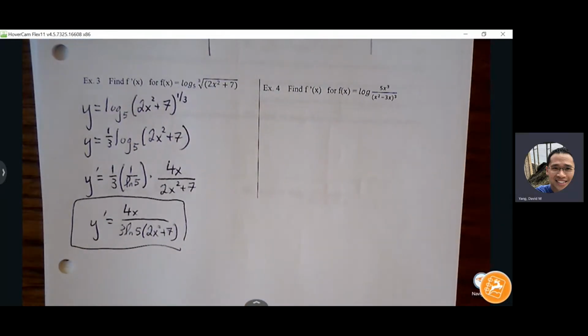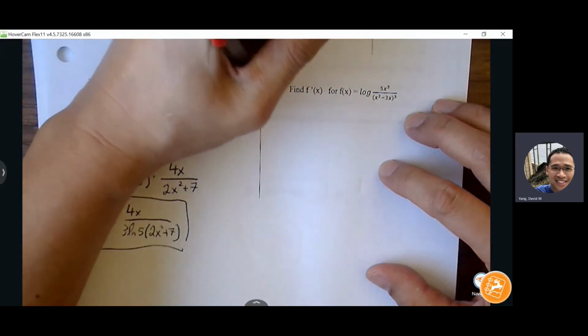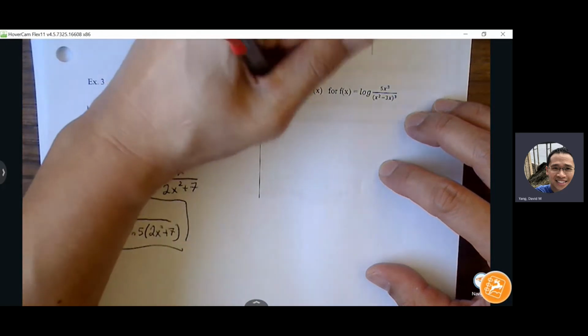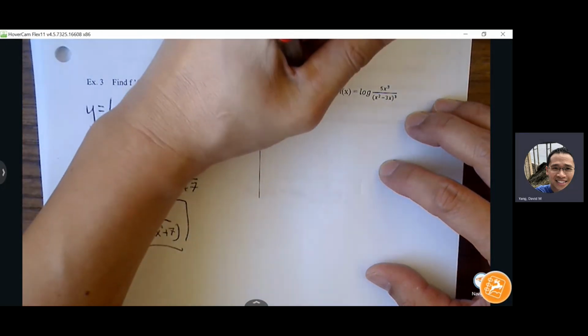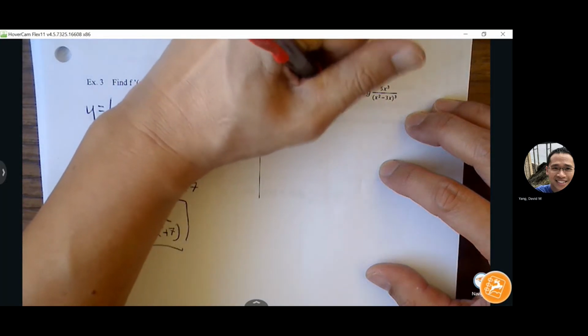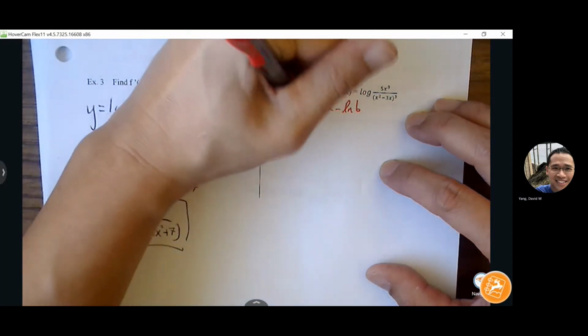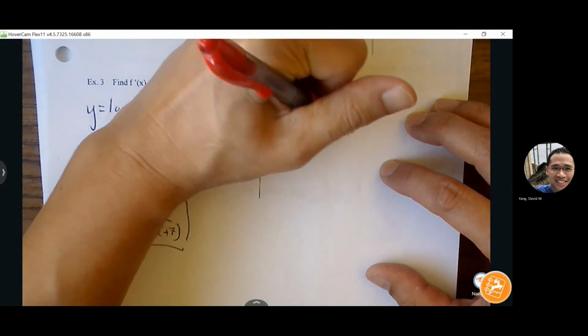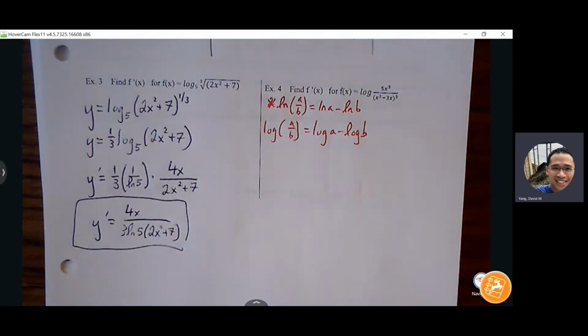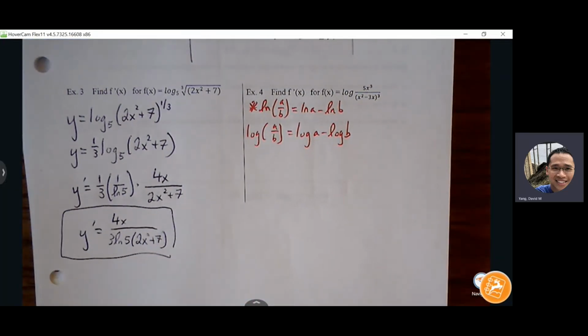Okay, example 4. Imagine this was natural log. Natural log of 5x cubed over x squared minus 3x cubed. What would come to mind? Quotient property, right? So any natural log property also applies for logs of other bases. Okay, so we're going to expand this out.